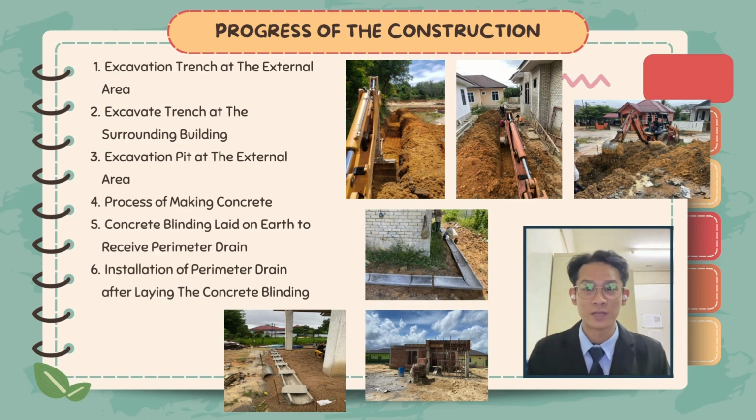Now we are going to look at the progress of the construction during the site visit. So the first one, we have the excavation trench at the external area. Second, we have an excavated trench at the surrounding building. Third one, we have an excavation pit at the external area. Fourth, we have a process of making concrete. And fifth, we have a concrete blinding laid on earth to receive perimeter drain. And the last one, we have installation of perimeter drain after laying the concrete blinding.